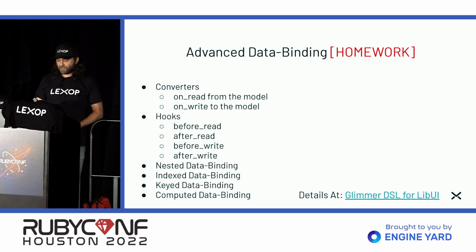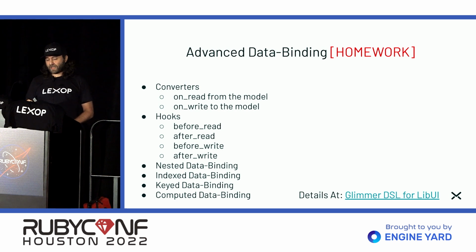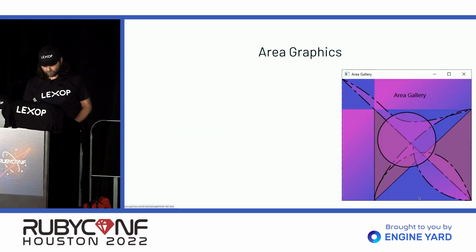So again, as part of homework for you guys, check out the advanced data binding features, like using converters on read and on write, using hooks before read, after read, before write, after write, nested data binding, index data binding, key data binding, computed data binding. And all the details are at the Glimmer DSL for LibUI GitHub project page.